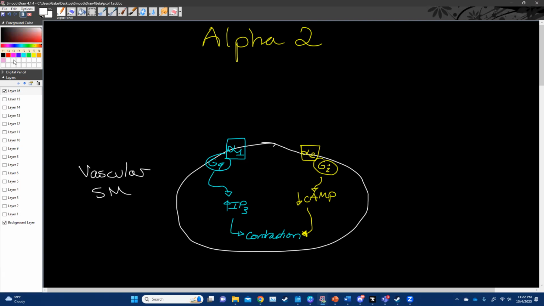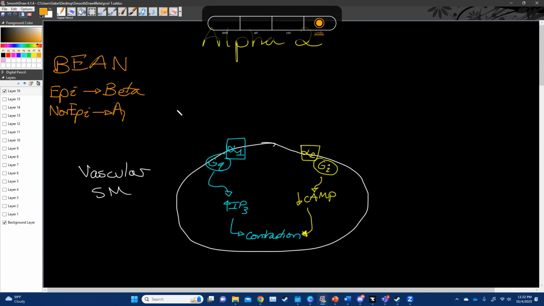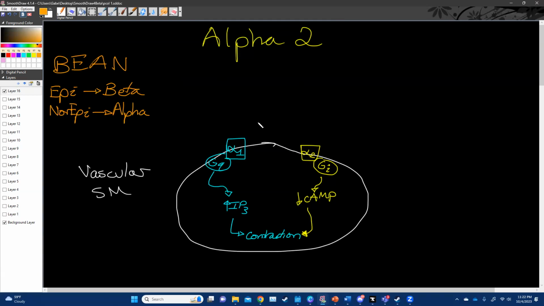Remember that when we talk about the alpha receptors, and remember my helpful hint here, epi will go to the beta receptors, whereas norepi will go to the alpha receptors. So who is the endogenous ligand for the alpha receptors? Norepi. So when norepi goes to either the alpha-1 or the alpha-2 receptor, we get the same thing, contraction.